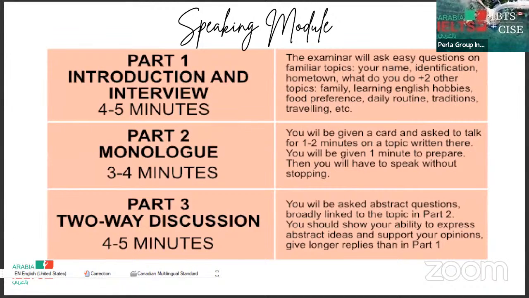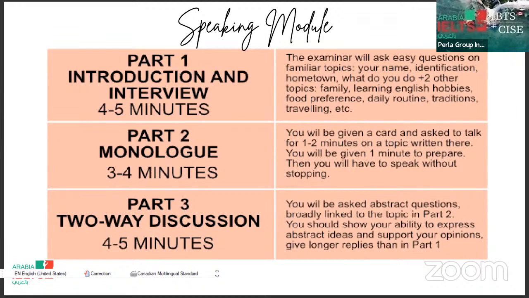Okay, so the speaking, we said part 1 will be easygoing, just get-to-know-you type of questions. So these questions are like, what's your name? Can I see your identification? Where do you live? Where are you from? What do you do for a living? Where you're taking the exam, for example? Do you have a family? Do you have traditions?